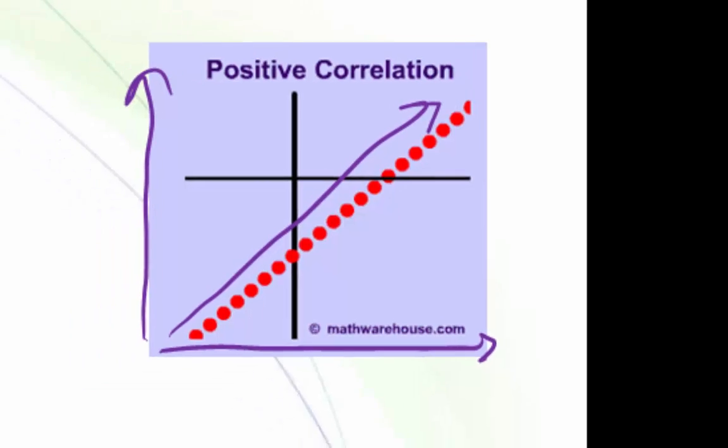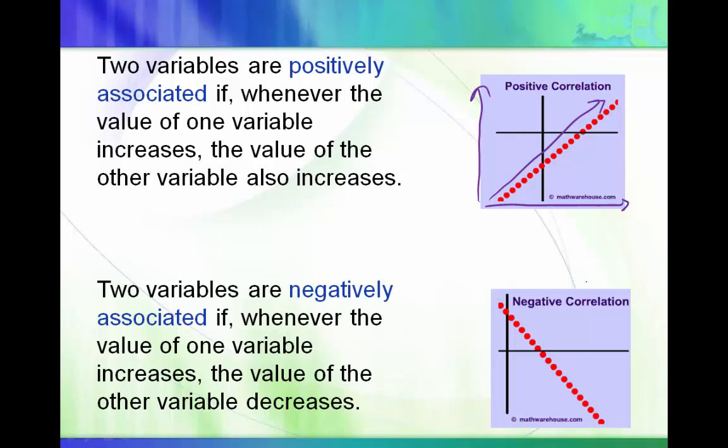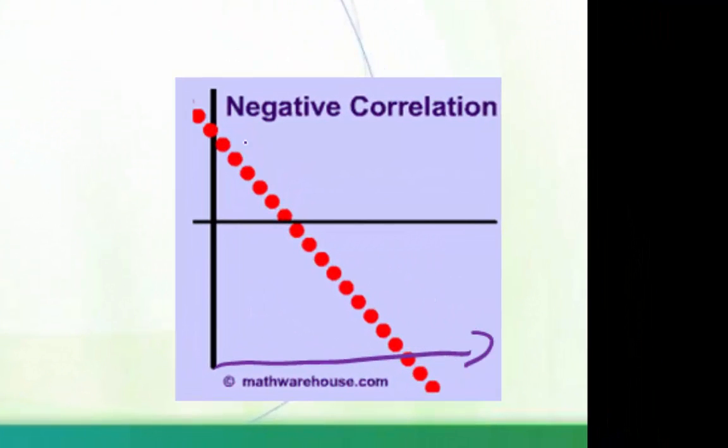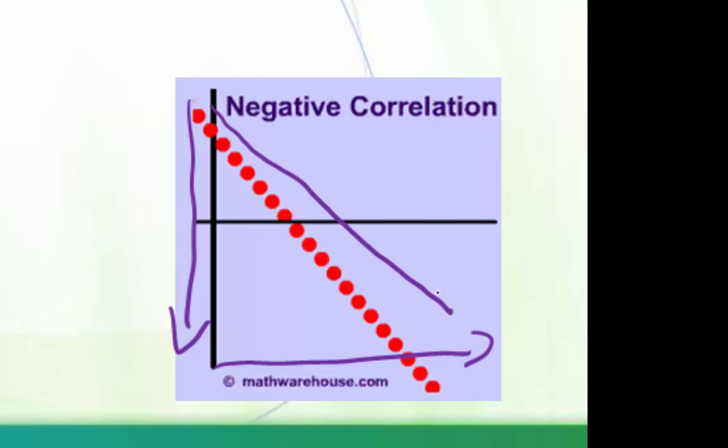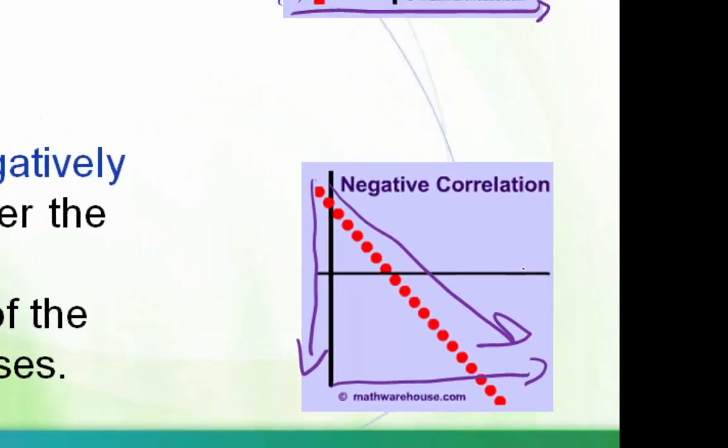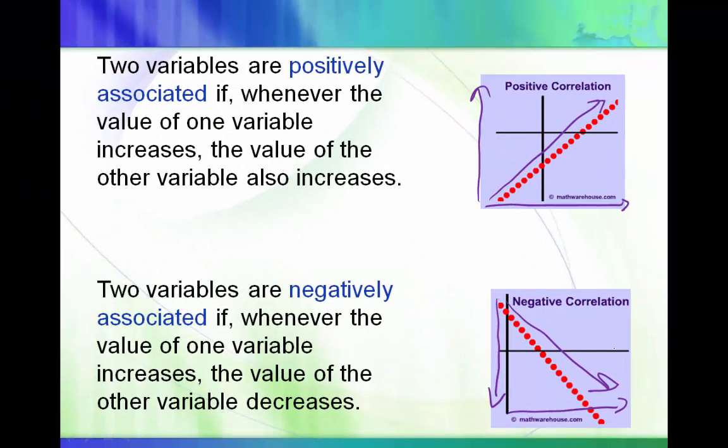That's a positive correlation. Two variables are negatively associated if whenever the value of one variable increases, so our x's are going up, the other value decreases. So in this graph, as the x's increase in value, the y's are decreasing, so that gives us a line that slants across the graph going down as we go across the page. And if you remember from algebra, lines that go down have a negative slope, and lines that increase, like the one at the top, have a positive slope.